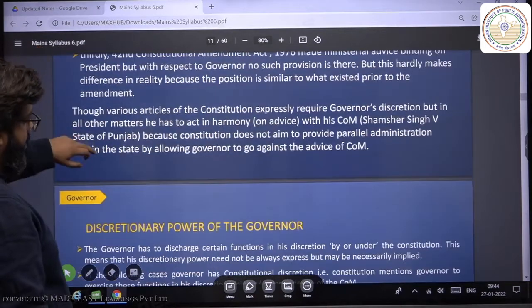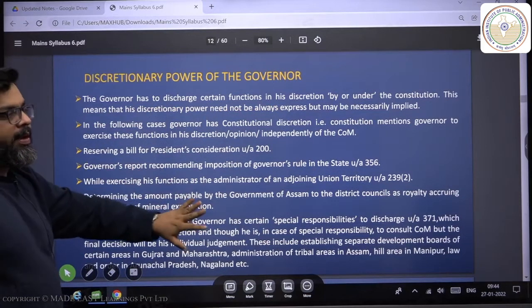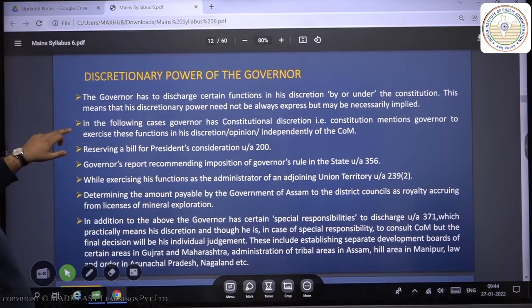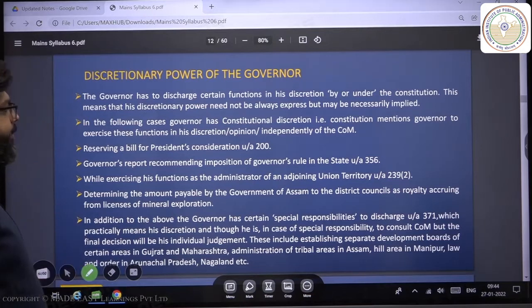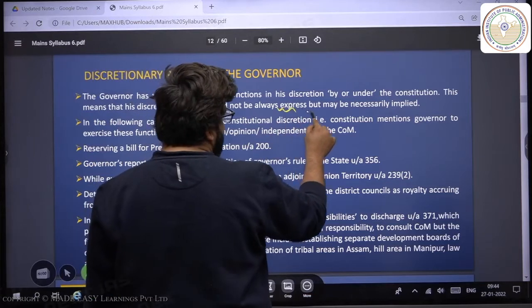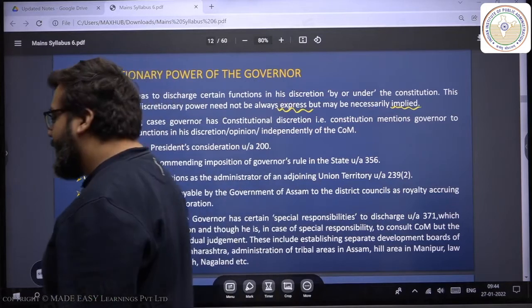Now, when we look at the discretionary power of the governor, what is it that we understand? Where is the discretion lying? I'll give you a few examples that you can quote. So, as I said, as per the constitution, by or under the governor's discretion, you could always make certain decisions. These decisions may sometimes be express, sometimes these powers may be explicit, sometimes they may be implicit.